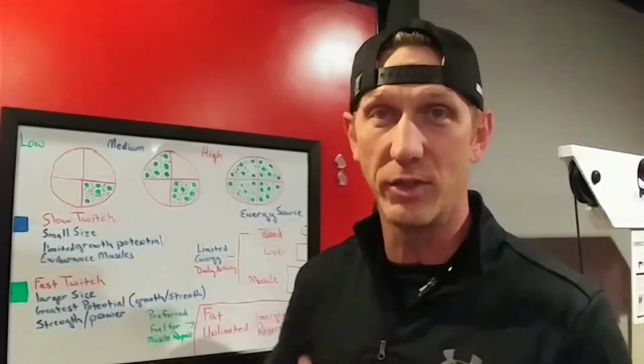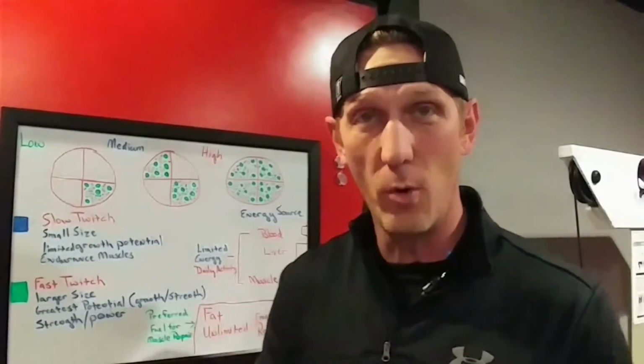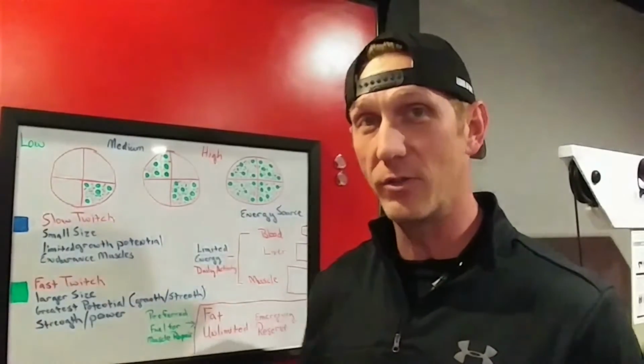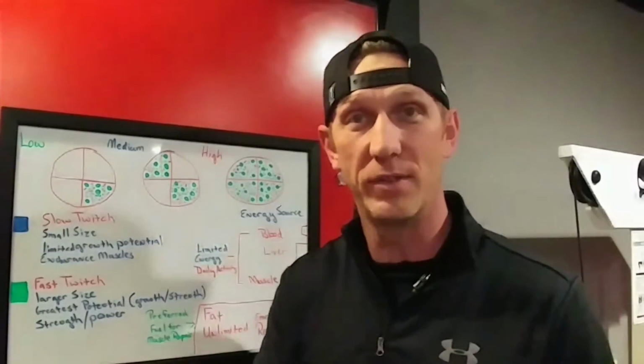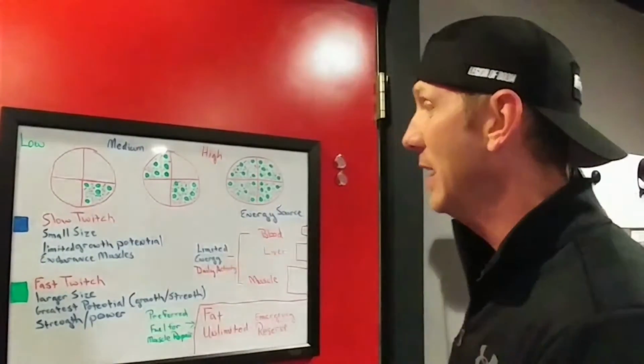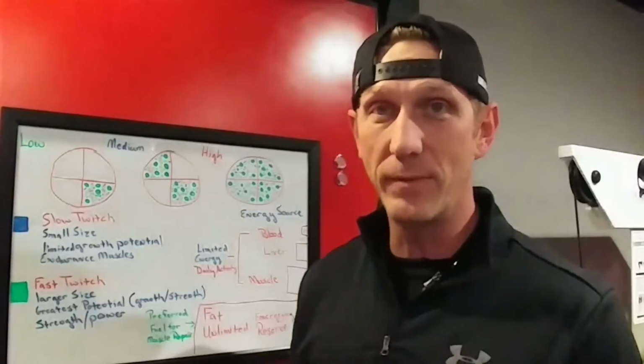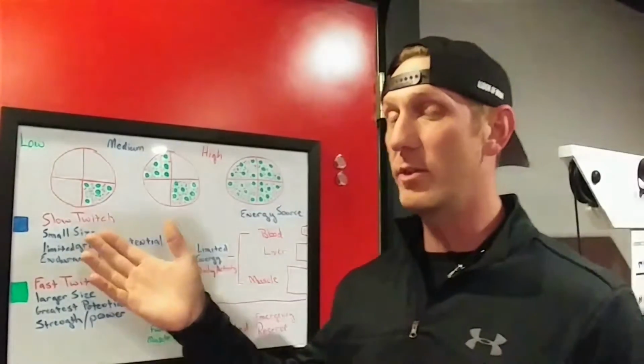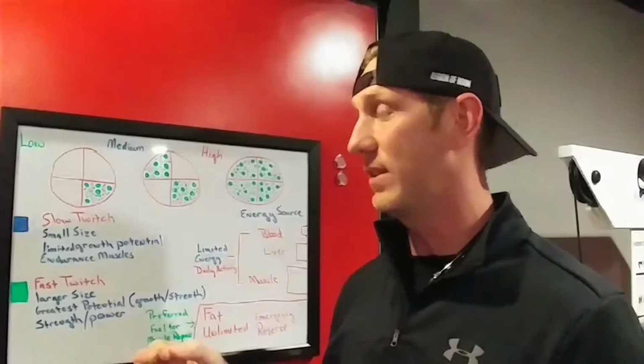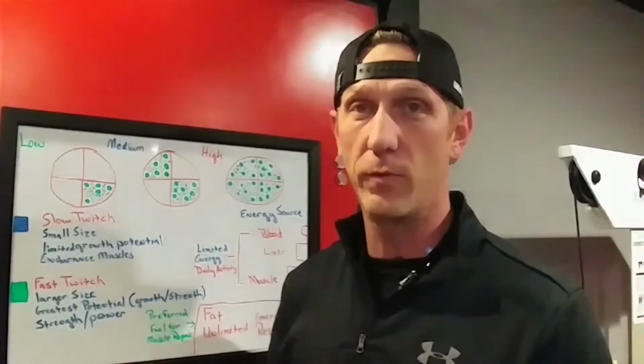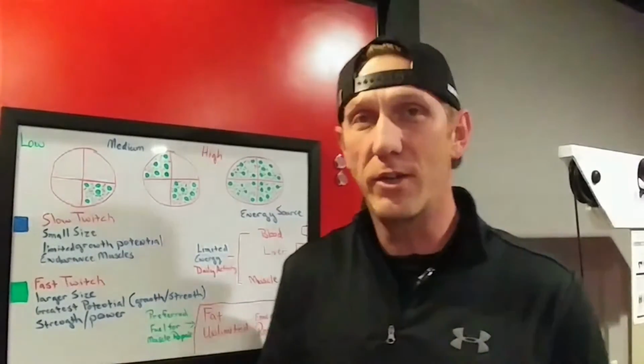Every muscle in your body is truly like a sponge. It can store sugar, which comes from your carbohydrates, turned into glucose, stored in the muscle. Now it's called glycogen. You have 2 different main types of muscle fiber. Your slow twitch muscle fibers are small in size. They have a limited potential for growth and strength. They're more like your endurance muscles.